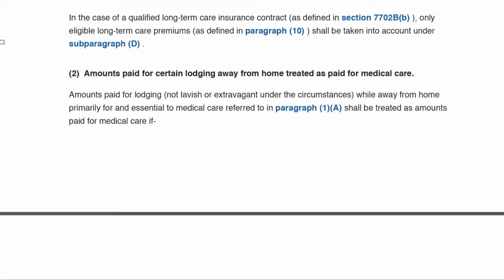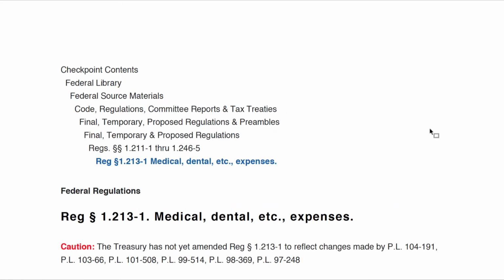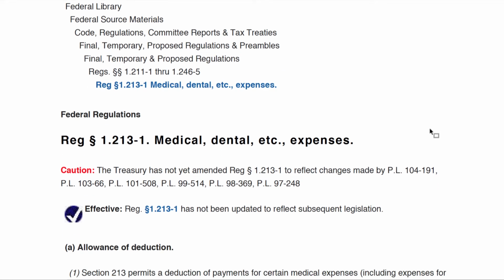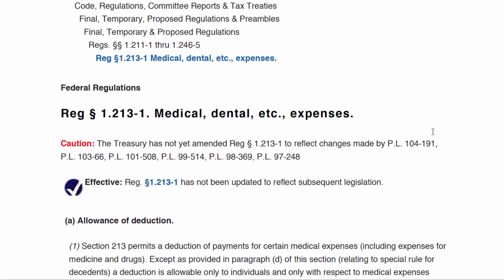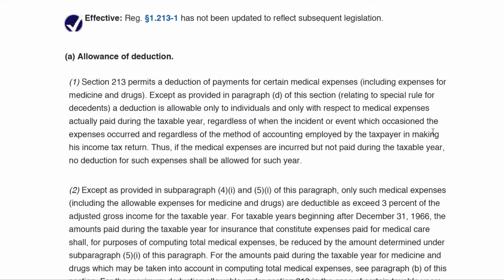Okay. So let's go to the next item, we're going to look at the regulations. I have a regulation here. This is regulation 1.213-1. And this regulation, by the way, does have deference, just so you know. So it's going to be a higher level. It's going to be a binding authority.